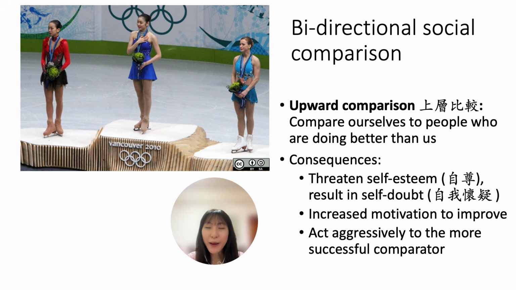Social comparison could be bidirectional. Let's talk about upward comparison first. In upward comparison, you are comparing yourself to people who are doing better than you. For example, if you score below the average in the class, and you make a comparison to those who scored above the average, you will be making an upward comparison. It was found that silver medalists tend to be less happy than the bronze medalists. The silver medalists may feel frustrated about their performance compared to the gold medalist, and may start to question their abilities, which threatens their self-esteem.